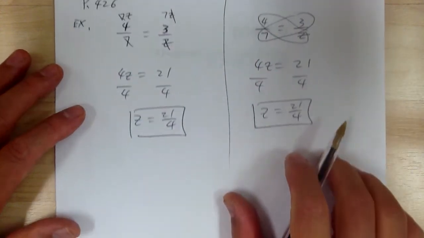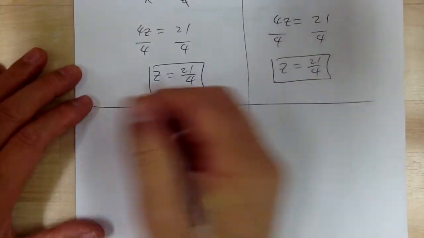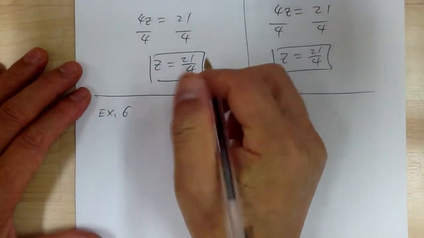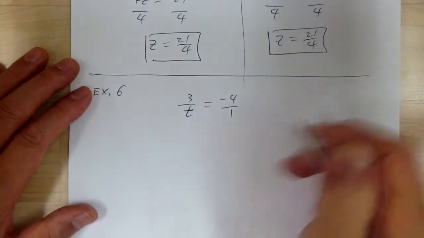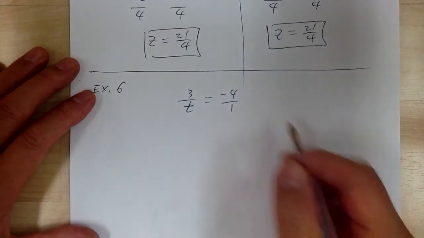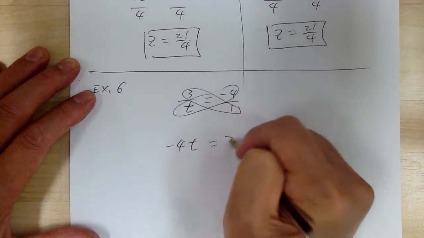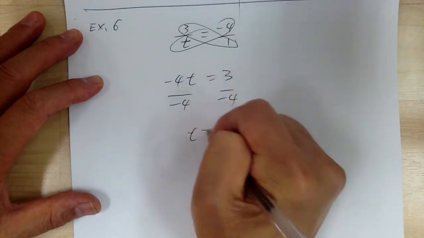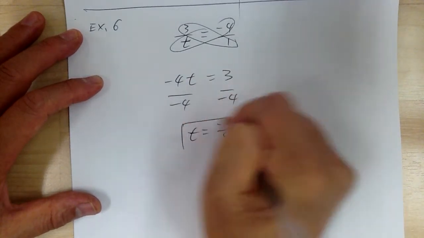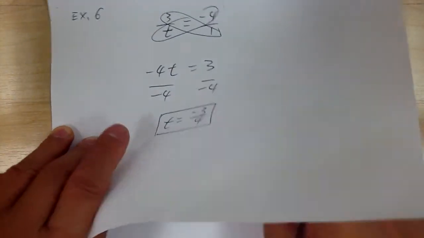Okay, that was example 5. Let's go to example 6. You have 3 over t equal to negative 4 over 1. Again, I'm going to cross multiply, so I get negative 4t equal to 3. Then divide by negative 4, so t equals negative 3 over 4. Proportions are very easy because all you do is cross multiply. It's very quick, so you don't even have to worry about the LCD.